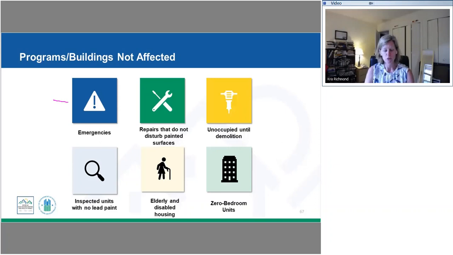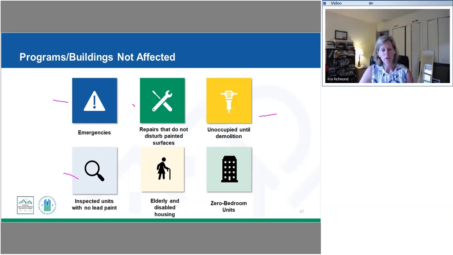That is also not considered an emergency. So only if it's a true emergency, immediate protection of life and safety, would the Lead Safe Housing Rule be exempt. If you're working on a project that has repairs that do not disturb painted surfaces, perhaps you're replacing a furnace and there are no painted surfaces that you're disturbing, that would be exempt. If you are going to demolish a unit and it's unoccupied until demolition, that's also exempt. If you have units that were inspected and do not have any lead paint in them, and you have documentation that shows there's no lead paint, that is also exempt.